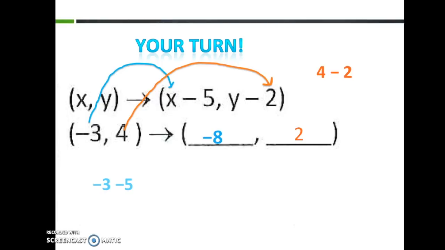Remember, you can always pause, rewind, rewatch as many times as you like.